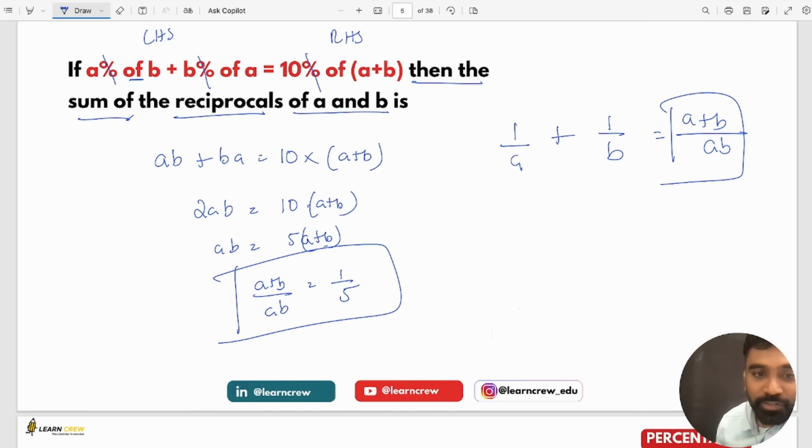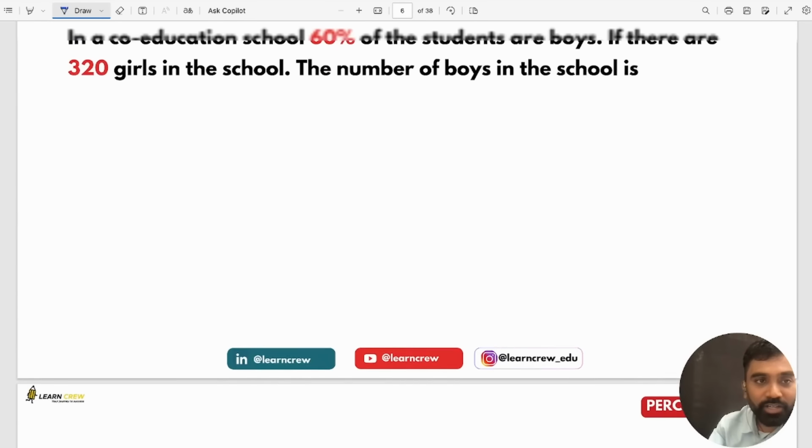Sir, this is what we found out, sir. 1 by 5, sir. Absolutely right, sir. Correct answer, sir. So what happened? I just made the things easier for you. When there is percentage common on both the sides, it is absolutely fine to cancel it. There's no harm in it. It's the next important rule over here. Fine. So if this is clear, let us go into the next problem.